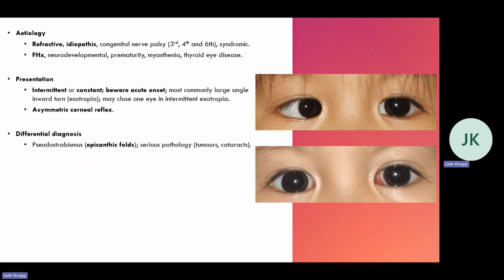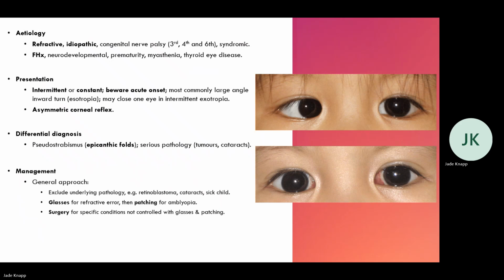Differentials here, we've talked about pseudostrabismus and then serious pathology. If they've got an intraocular tumor or a cataract, they're going to have an altered red reflex. So that's part of your assessment, right? So what's the general approach here? Well, it's glasses and patching first, after you've excluded leukocoria or definitely altered red reflex, asymmetric red reflexes, because they're rare.